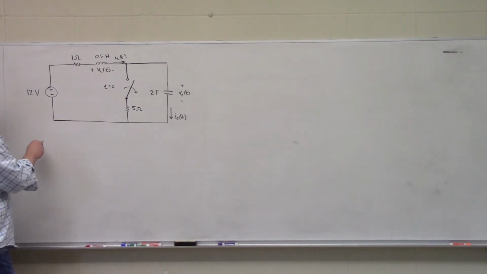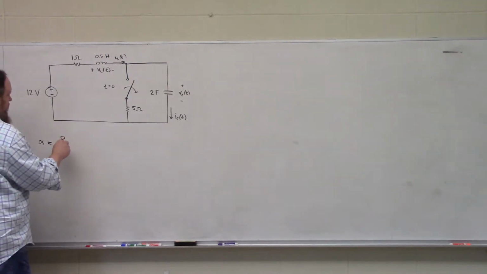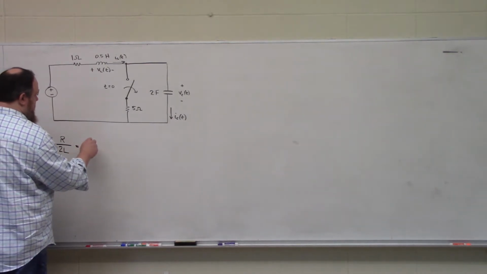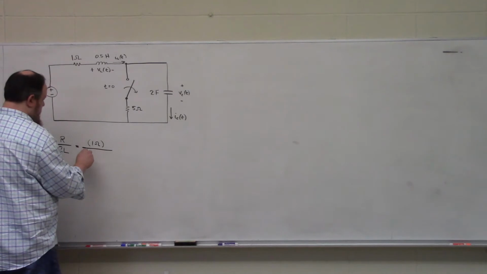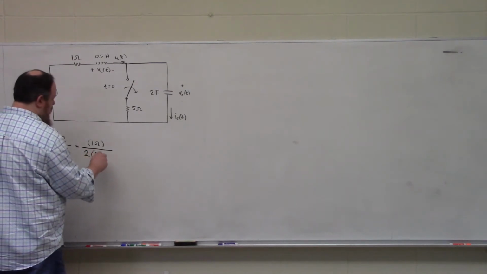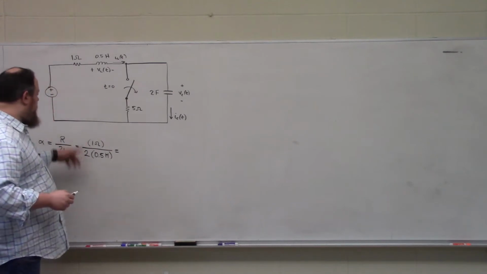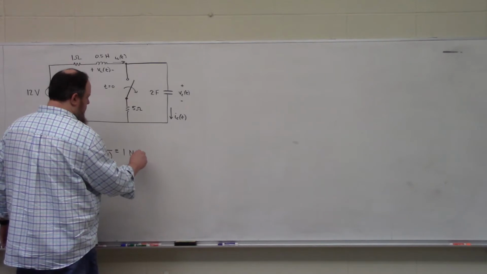Alpha for a series RLC circuit is defined as R divided by twice L, which in this case is 1 ohm divided by 2 times 1/2 of a Henry. So 1 divided by 1 gives us 1 Neper per second.